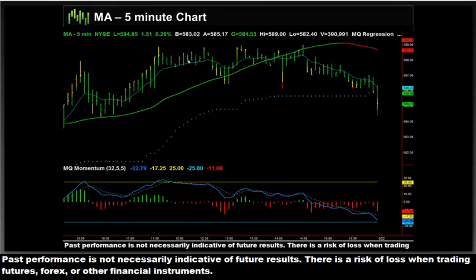Let's take a look at this one here. This is MasterCard on a 5-minute chart. Okay, so what we see with MasterCard, we see prices moving up, prices moving down, and in this particular case, what catches our eye is this movement down right here. We look at the MQ momentum histogram, we see that prices move down right here. So this low corresponds to this low on the MQ momentum histogram, and then this low on the indicator line. Okay, so prices move back up, and then they trend along.